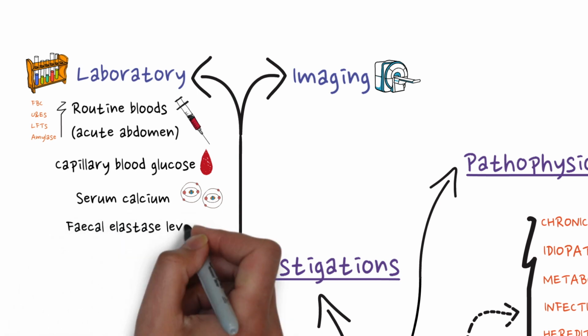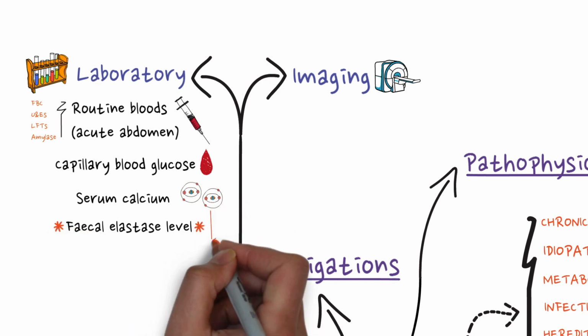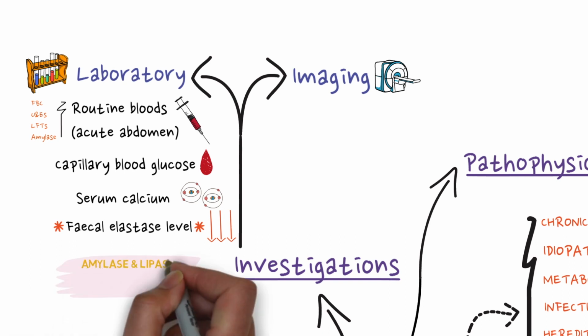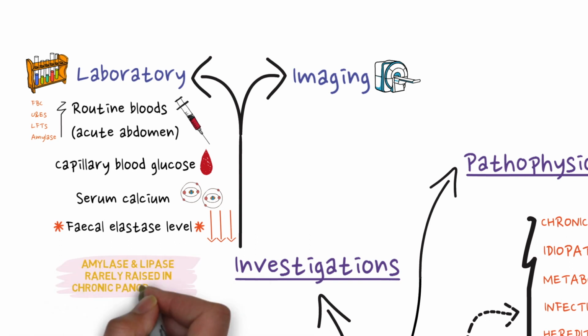Finally, the fecal elastase level can be measured and is often low in chronic pancreatitis. It is an enzyme that is made by normal pancreatic tissue, and hence it is low in chronic pancreatitis as there is damage to gland function. Differently to acute pancreatitis, serum amylase and lipase are very rarely raised in cases of chronic pancreatitis.